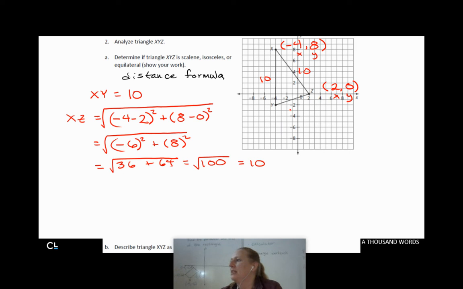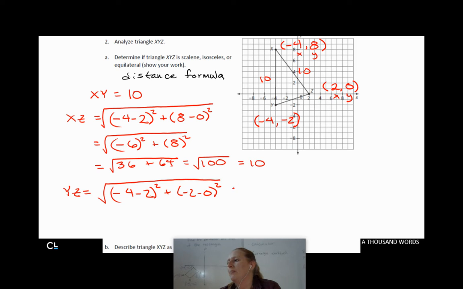Let's find our last side. See if that last side is also equal. So let's find side YZ. I have the coordinates for Z. Let me write down the coordinates for Y. It looks like they're at -4, -2. Awesome. So we'll do -4, subtract our x's, -4 minus 2. That looks familiar. We'll subtract our y's, -2 minus 0. And do a big square root over it.